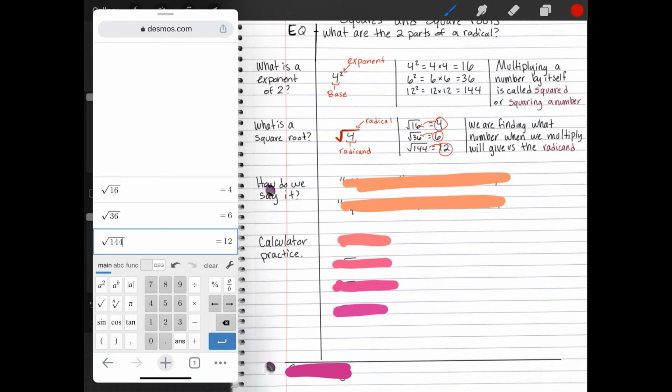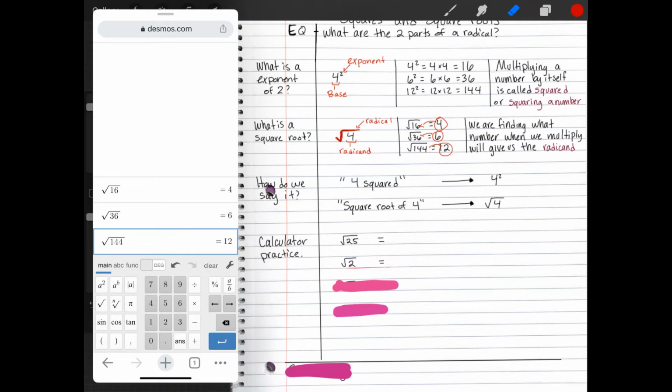So how do we say that we're going to do something with an exponent of 2 or a square root? Okay. We say it like this. Let's say we have 4 squared. That would be the same as this: 4 with an exponent of 2. If we want to do a square root, we will say the square root of 4. So whatever is inside that radical, we're going to say the square root of, and then whatever is inside.